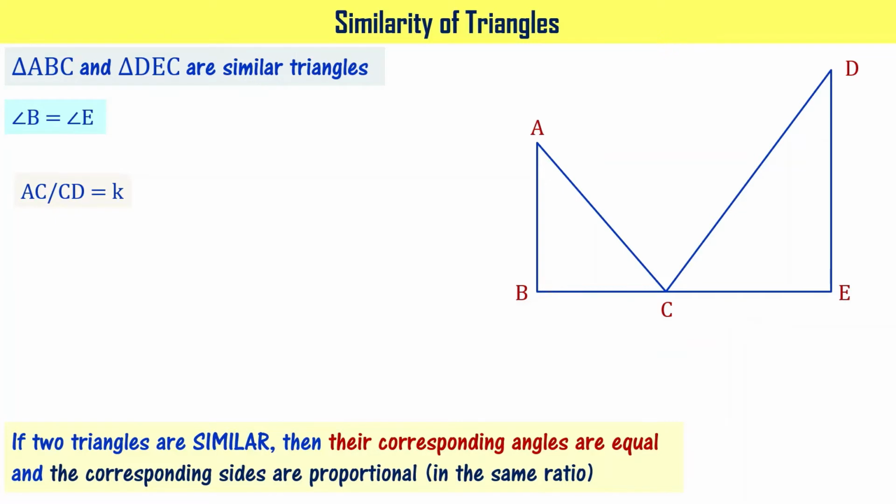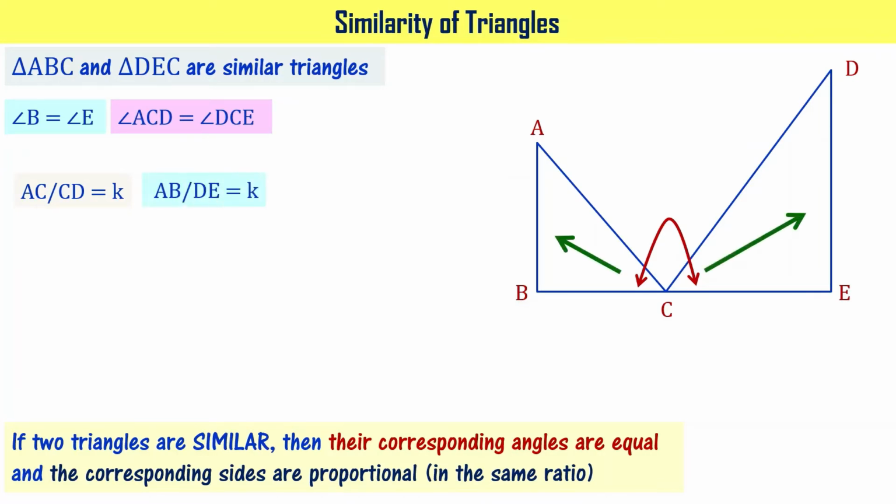Let's go to another pair of corresponding angles. From the figure, you can say that angle ACD and angle DCE are the corresponding angles. It means they are going to be equal because the triangles are already said to be similar. Now let's see what are the opposite sides to these angles. Those are going to be corresponding sides, right? AB and DE are the corresponding sides. Their ratio is again going to be K because the triangles are already said to be similar.